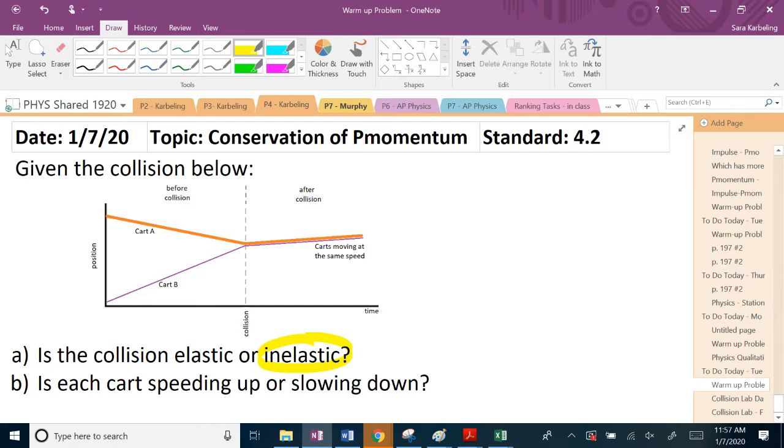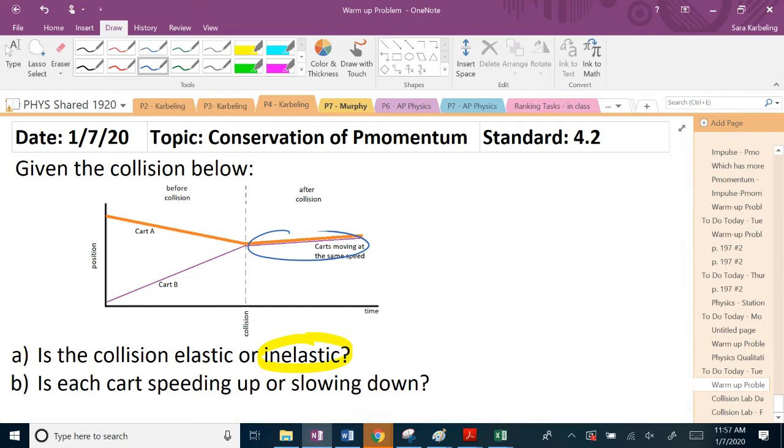I was grading some of your egg drop things, and as a grader, I can't assume that you know what's going on. You have to say the words that you mean to tell me the physics that you know. So in a question like that, if it said, is the collision elastic or inelastic, and tell me why, you have to tell me after the collision. After the collision, they do have the same speed. They're moving at the same speed.